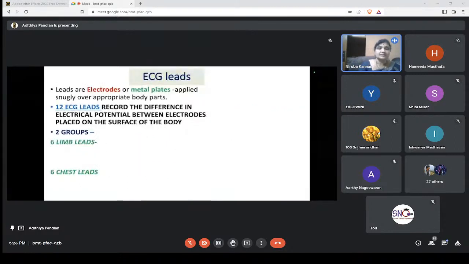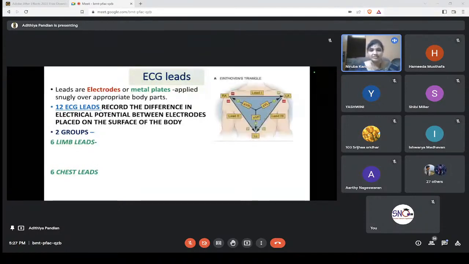Okay, so this is the basic one again. Electrodes are just metal plates applied snugly over the appropriate body parts. There are 12 ECG leads. You have 6 limb leads, which all of your friends have already mentioned: lead 1, lead 2, and lead 3, and 3 augmented limb leads, which are AVR, AVL, and AVF.